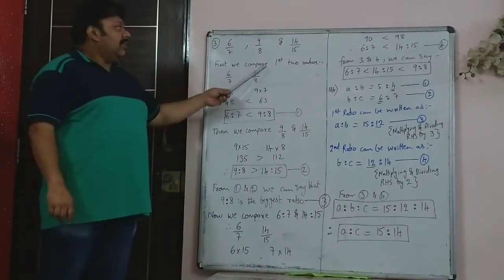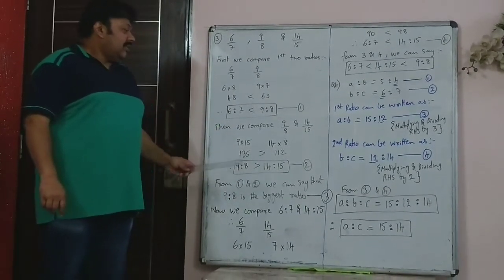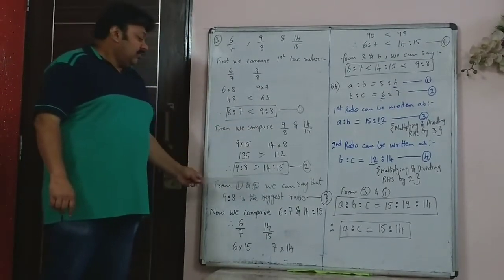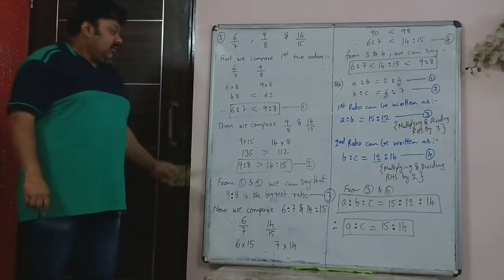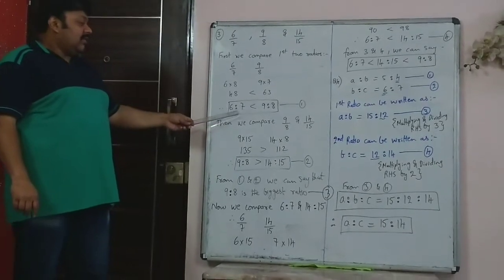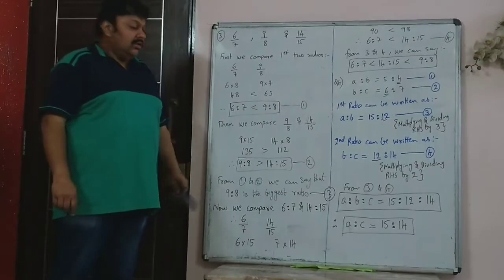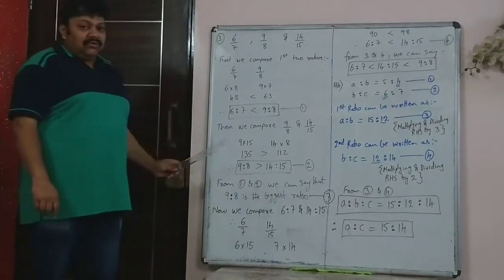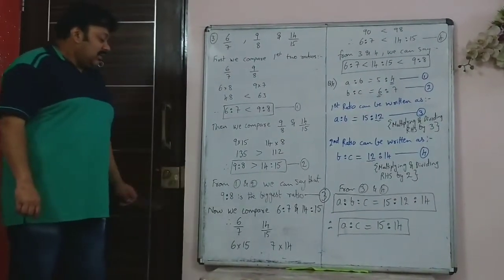Then we compare 9 by 8 and 14 by 15. So again, when we cross multiply we will get 135, and that is greater than 112. Therefore 9 is to 8 is greater than 14 is to 15. So from 1 and 2 we are getting 9 is to 8 is greater than 6 is to 7, and 9 is to 8 is greater than 14 is to 15. So from this we can say that 9 upon 8 is the biggest of the three ratios.